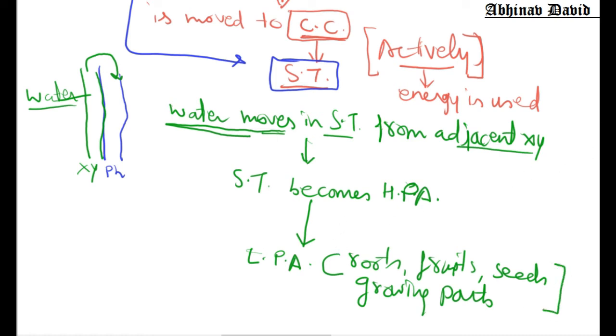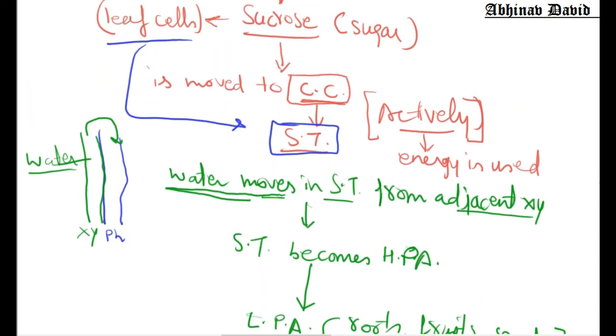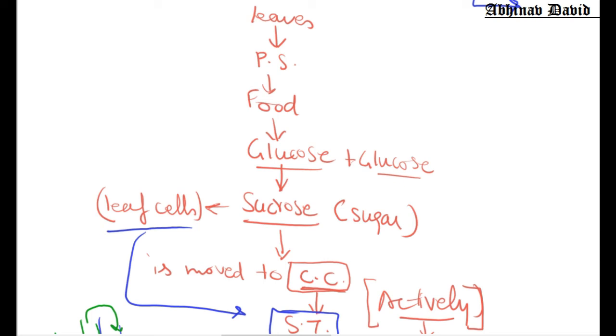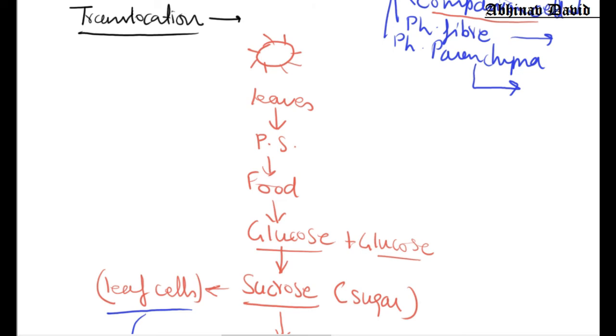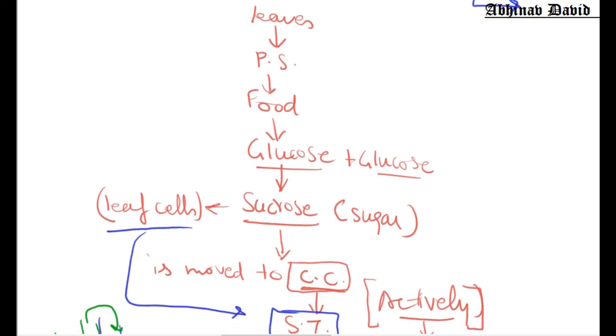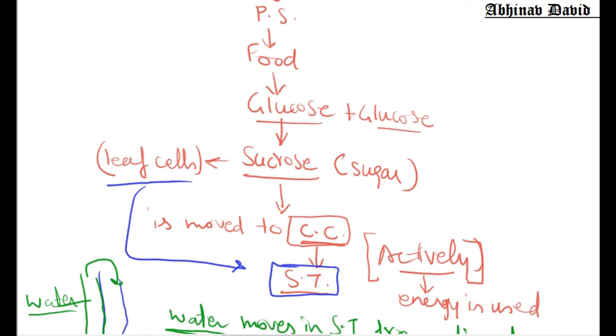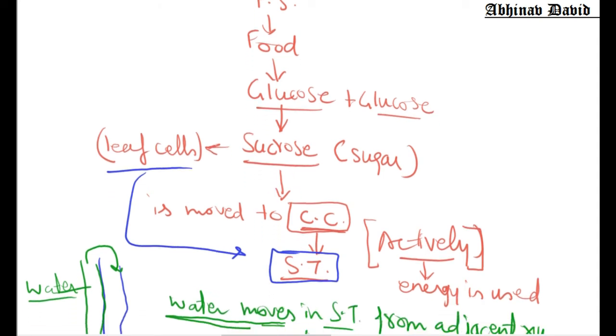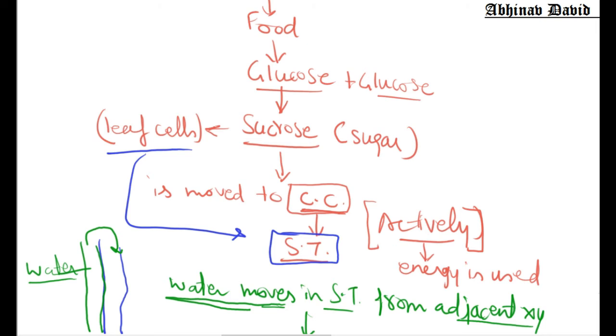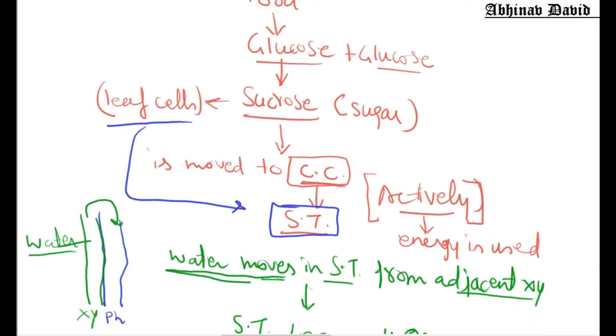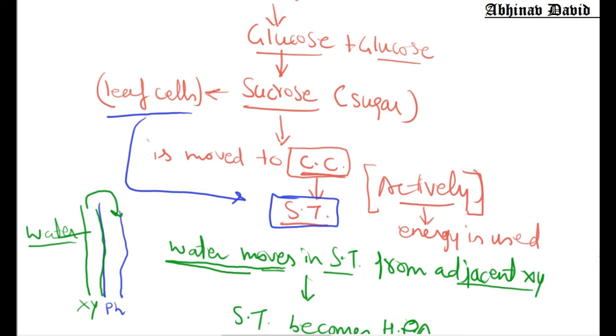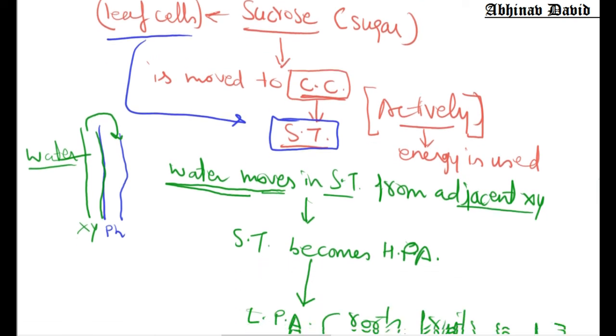So as you can simply see here, I will just revise and recall it again, that during the daytime the leaves produce food by the process of photosynthesis, and glucose is produced. This glucose joins another molecule of glucose and forms sucrose. So this sucrose has to be transported. How does it get transported? The sucrose is moved actively to the companion cells from the leaf cells, and finally it reaches the sieve tube.